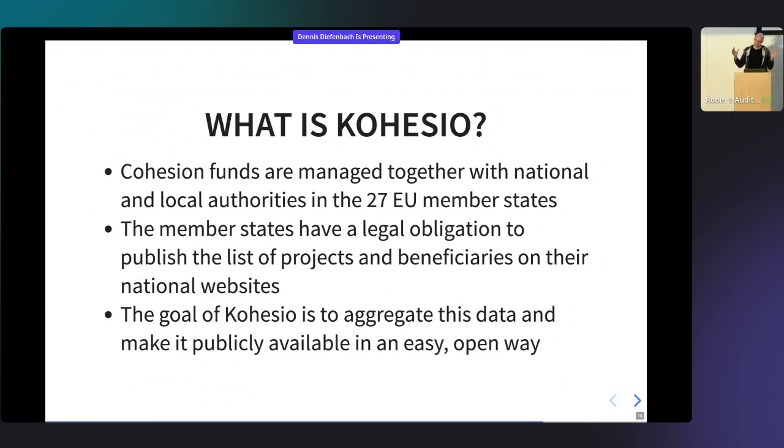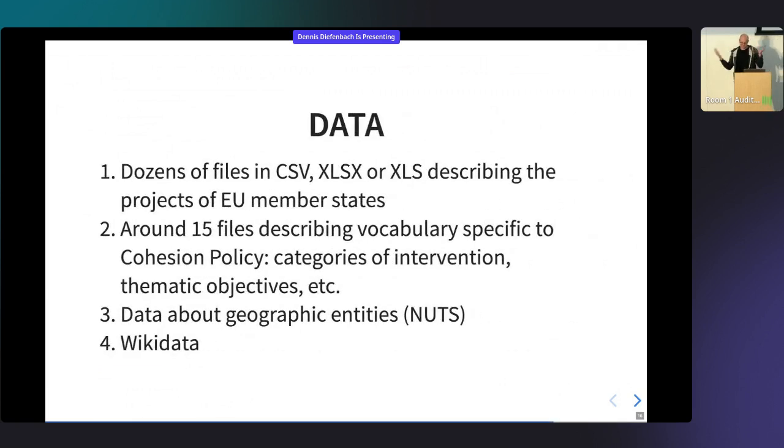And the goal of Cohesion is basically to aggregate all this information across the 27 member states and make this data uniform, accessible to citizens, but also accessible to policymakers. So the data that we need is all the data published by the different member states. In fact, it is published by different territories in the different member states.